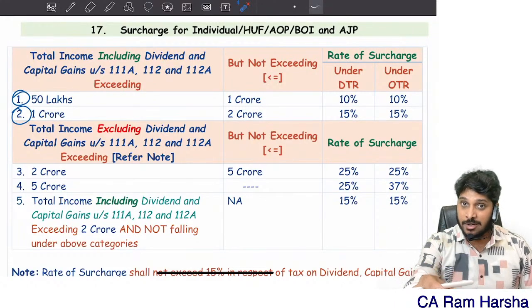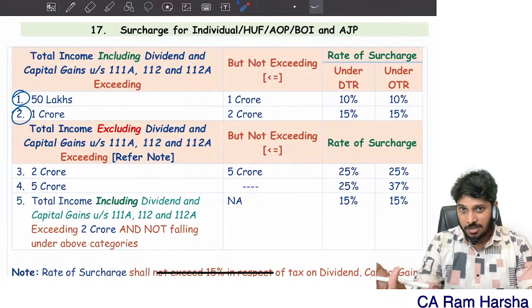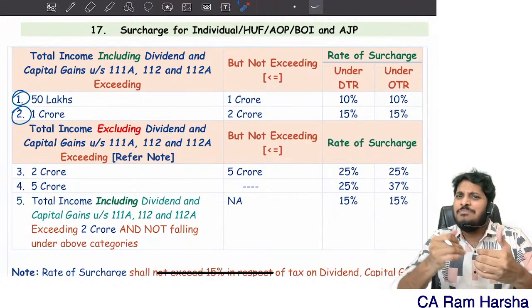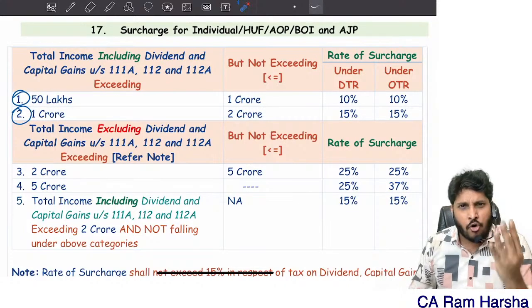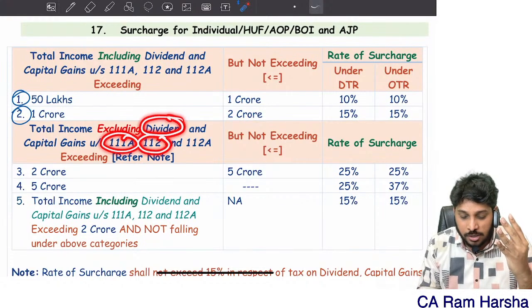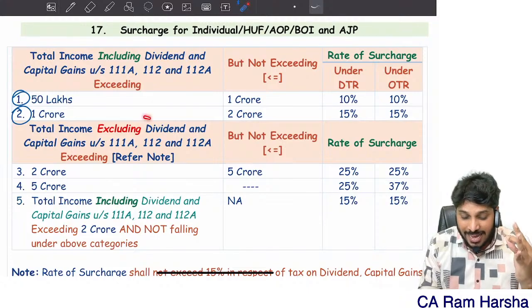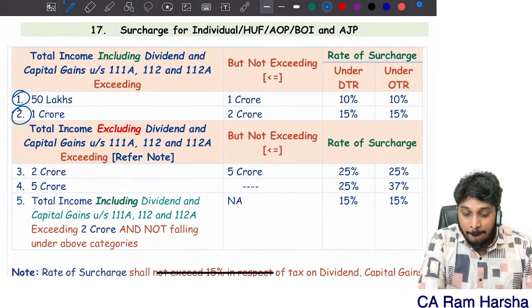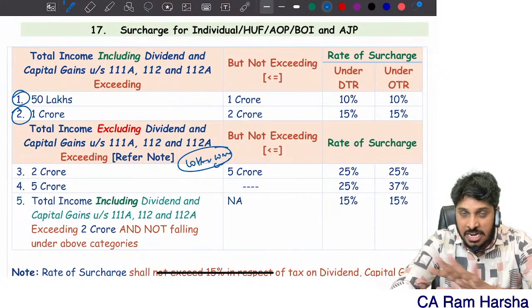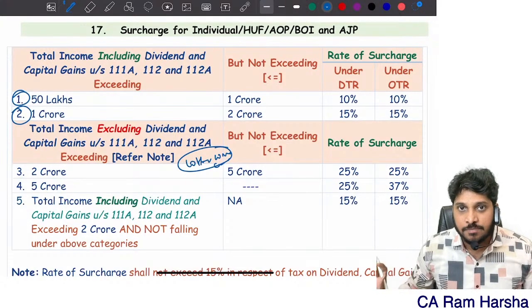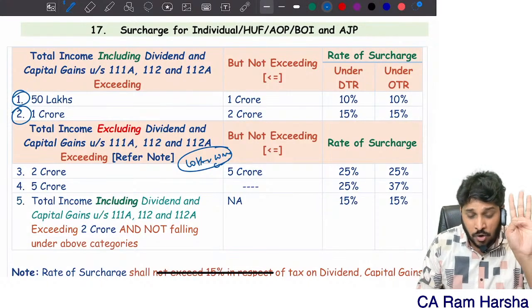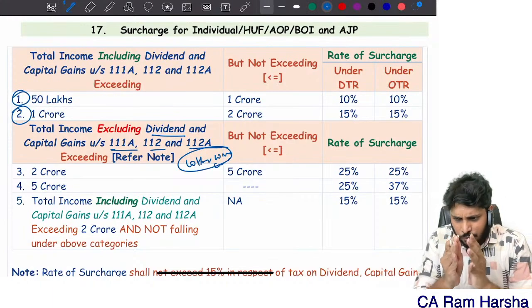Then you should stop immediately. You should not straight away apply the surcharge rate. If your total income as per your answer is more than 2 crore, wait. Now eliminate 4 incomes only. What are they? Dividend, 111A short-term capital gain, 112 long-term capital gain, 112A long-term capital gain. Eliminate these 4. Many students by mistake eliminate lottery income, winnings, card games, puzzles, betting. Never eliminate that. Income from race horses, don't eliminate that either. Only these 4 you eliminate.